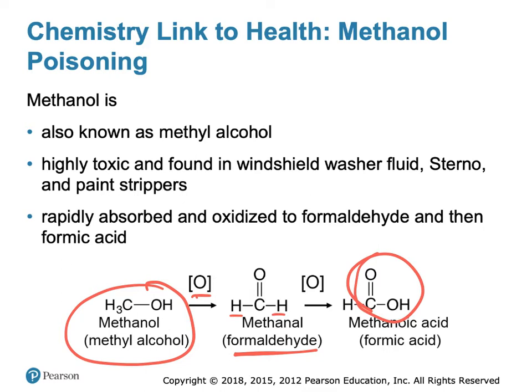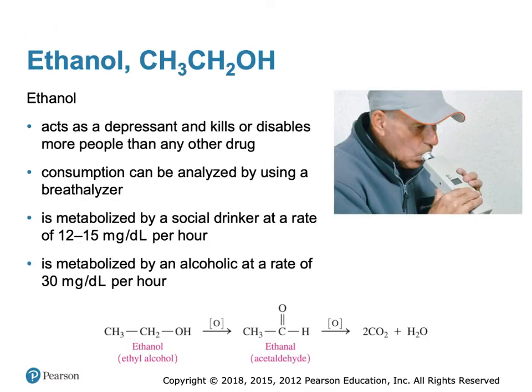Formic acid will disrupt oxidative phosphorylation due to formate's inhibition of cytochrome oxidase. We'll learn about oxidative phosphorylation when we learn about biochemistry in later chapters. Ethanol acts as a depressant and kills or disables more people than any other drug. Consumption of ethanol can be analyzed by using a breathalyzer. Ethanol is metabolized to acetaldehyde and then carbon dioxide and water.